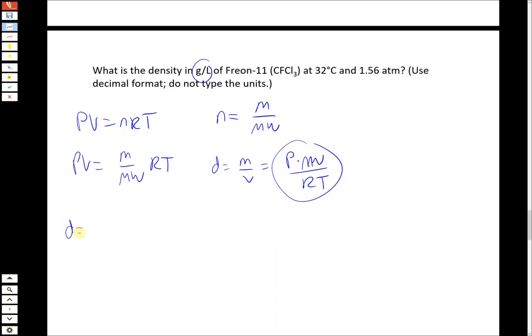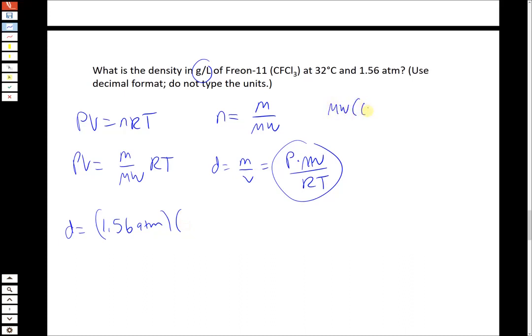So the density of this gas, the pressure, is 1.56 atmospheres. Here we are using R, so your pressure does have to be in atmospheres for the units to work out. So 1.56 atmospheres, that one we didn't have to change. And then we need the molar mass of this gas as well.